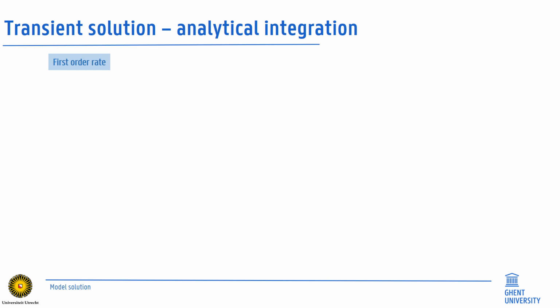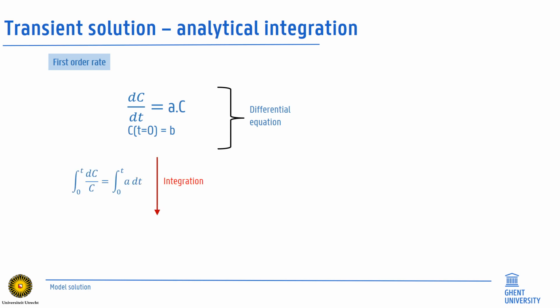Now, what happens with a first order change? So, when a rate of change is proportional to the concentration C by a factor A. The differential equation is then dC/dt equals C times A, and again starting from a concentration B, we integrate and now find by basic calculus the analytical solution C at the moment t equals B times e to the power A times t. Or translated, the concentration exponentially increases in time.